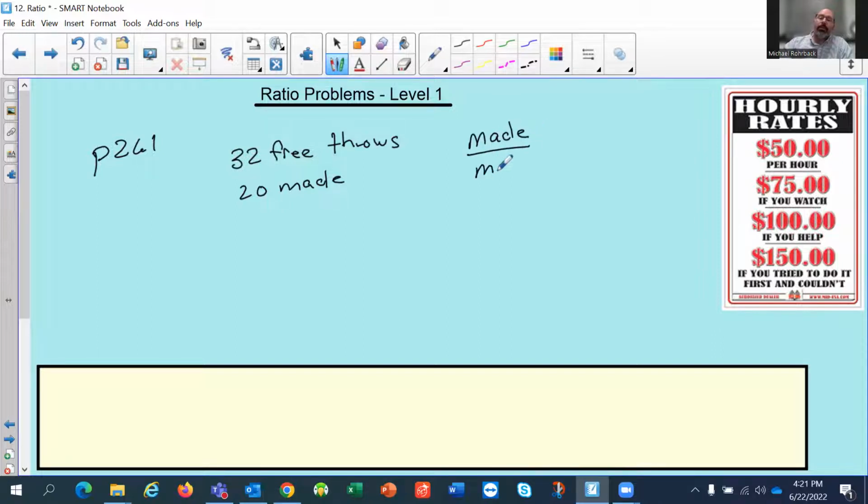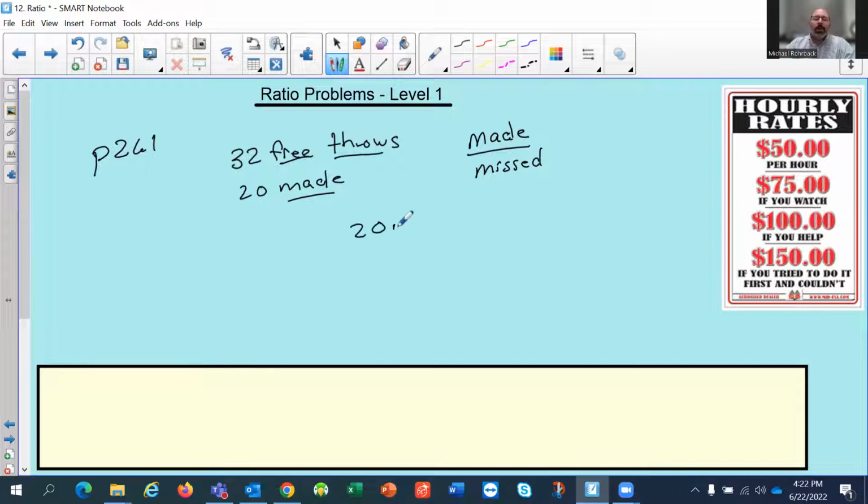to free throws missed. Okay, now you might have been thinking, geez, Mike, this looks really easy. Why would they put this on the GED? It's too easy. Well, here's how they make it a little bit more complicated. They give you the total number of free throws and how many they made, but then they ask you for something that is not what they give you. So they give you free throws made and free throws attempted. They want a ratio of made to missed.